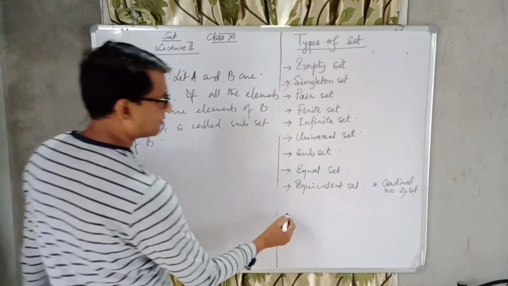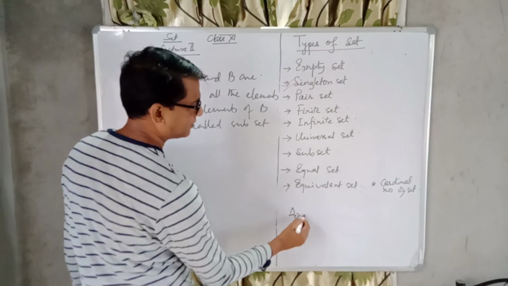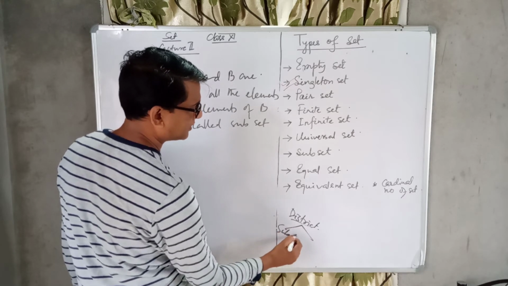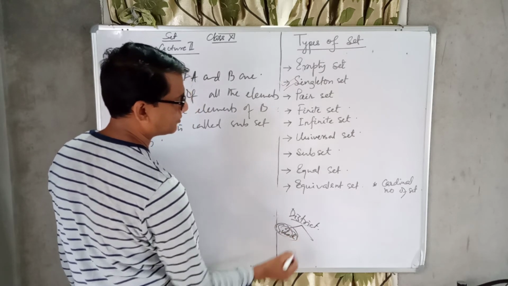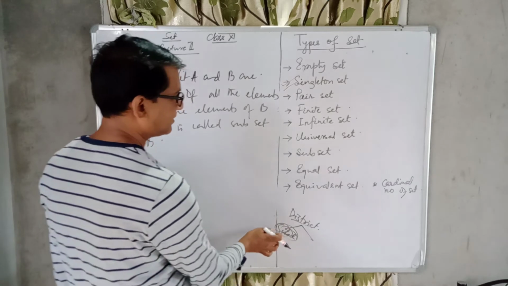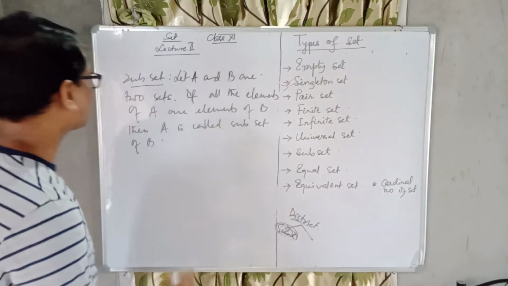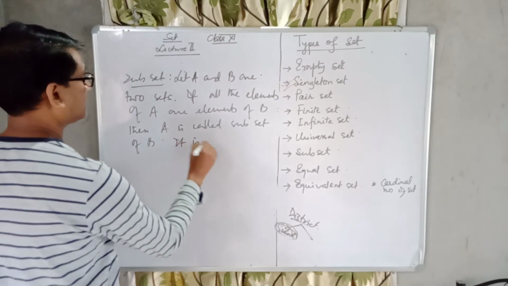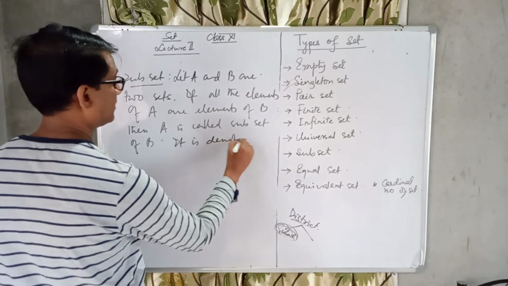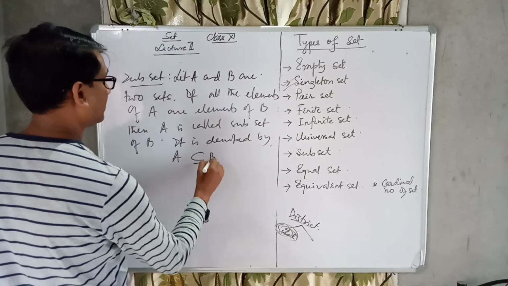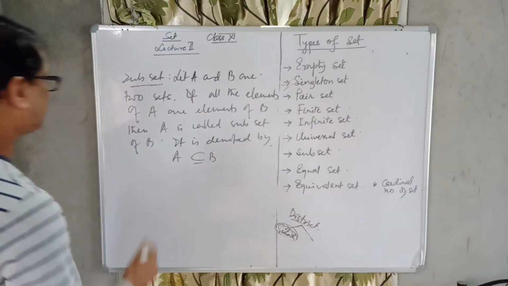A common example is a district. We are living in a district and we have some subdivisions. Each subdivision is a subset of the district, and it is denoted by A is a subset of B.